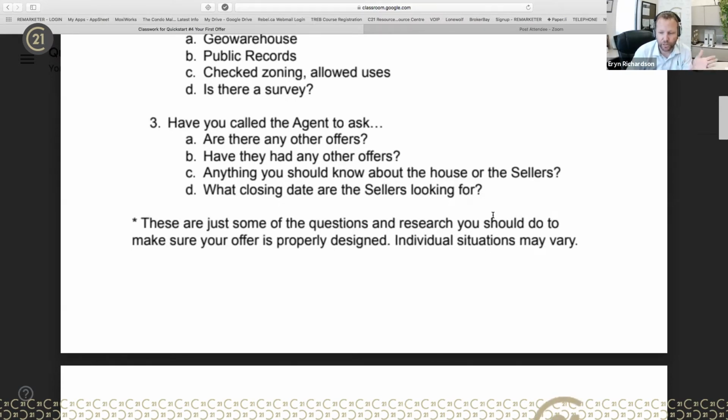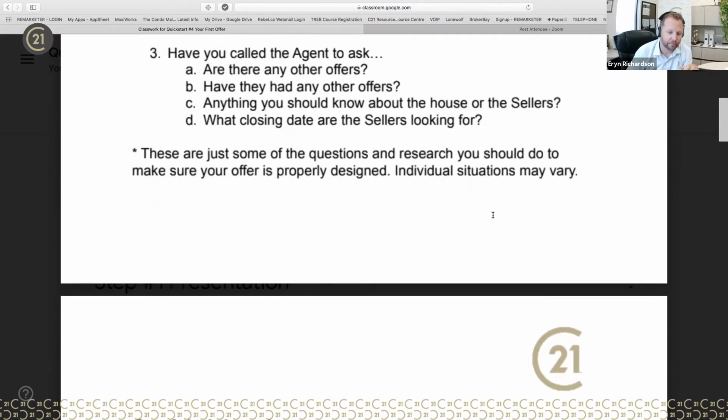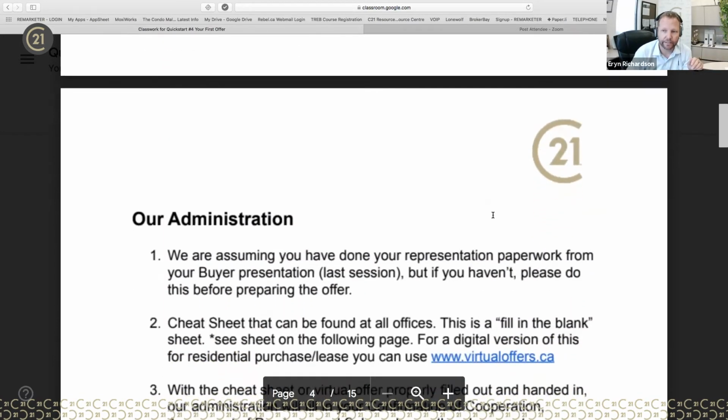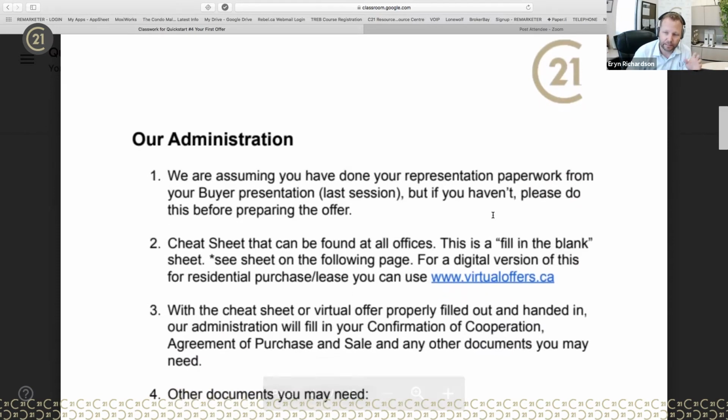And individual situations, they're going to vary, right? Some people will hold off, some won't. Some are out of town, some are out of province, out of country, so you're going to have to take the lead from the agent, but at the same time, just be careful that you're also representing your buyer at the same time.